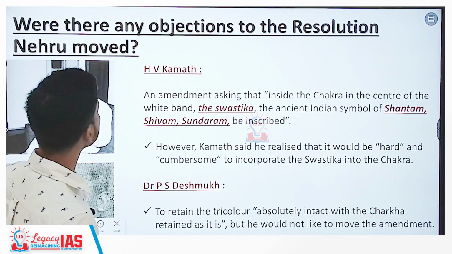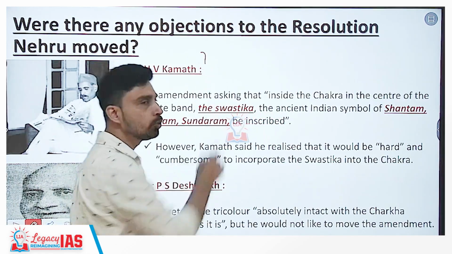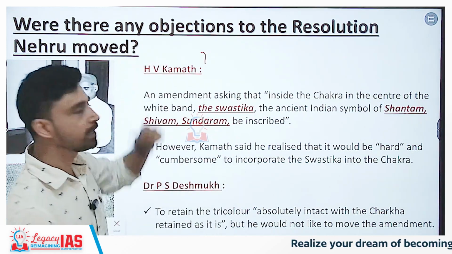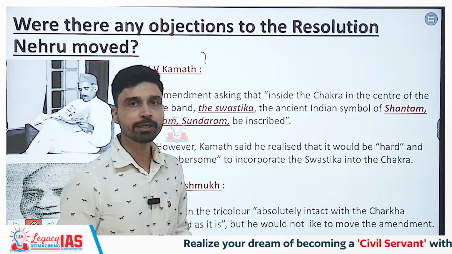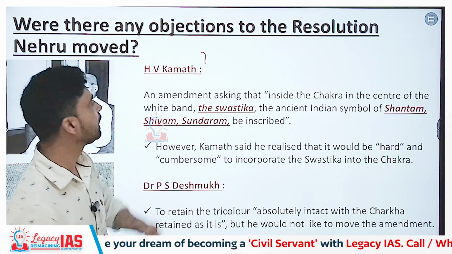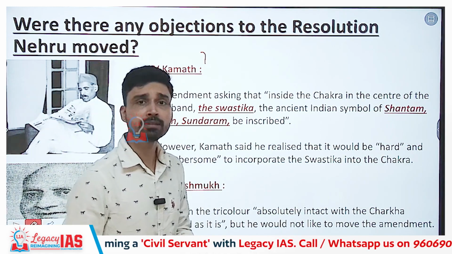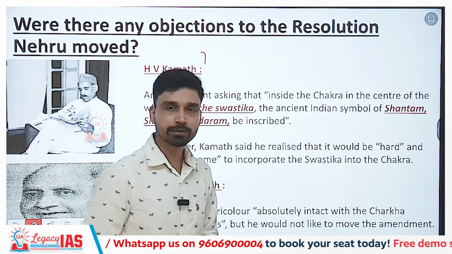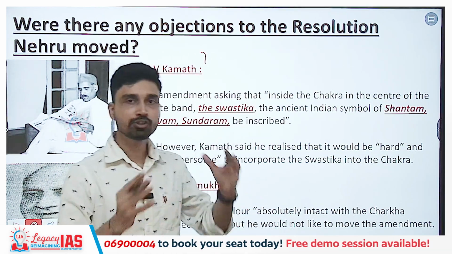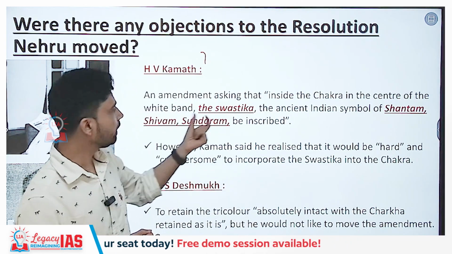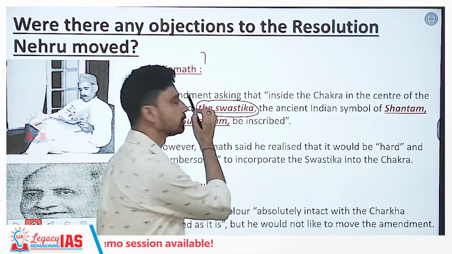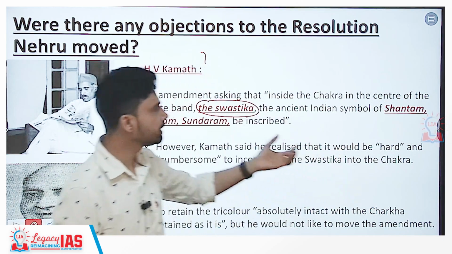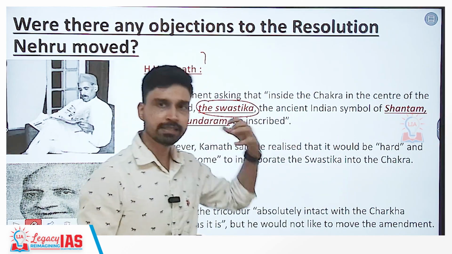Now the question comes: when the resolution for adoption of the tricolor as the flag was passed, were there any objections to it? Objections were raised by two members. One was H.B. Kamath, who was representing the Central Provinces and Berar. He said that he wanted an amendment so that inside the chakra, in the center of the white band, there should be another symbol, the swastika. Now the swastika is an ancient Indian symbol that represents Satyam Shivam Sundaram.